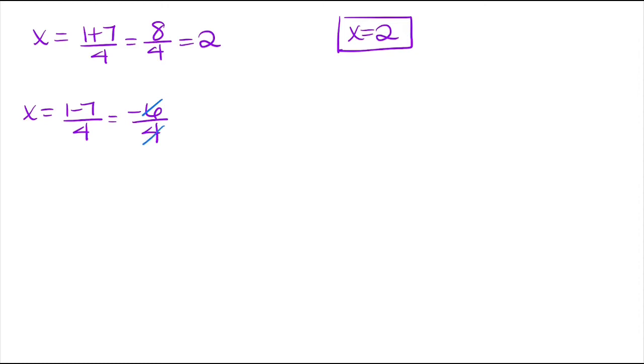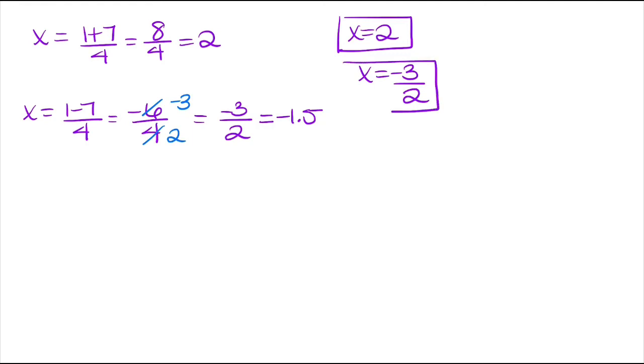-6 and 4 are both divisible by 2. So this is going to be -3 and 2. So my other solution is going to be -3 over 2. And if you really want to write it as a decimal, that's -1.5. So x equals -3 over 2, or x equals -1.5 is my second solution. Okay, so you see we did get two real rational solutions as we predicted.